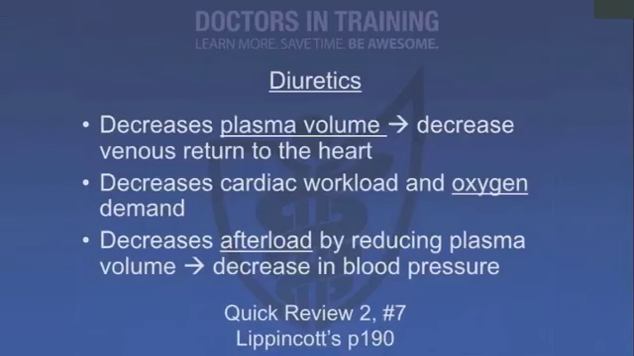Next question. How do diuretics help CHF? So let's talk about this. Decreased plasma volume will lead to decreased venous return to the heart. They will decrease cardiac workload and oxygen demand. And then it also will decrease afterload by reducing plasma volume and a decrease in blood pressure. So it's helping both our afterload and our preload because we're decreasing that volume and we're helping with decreasing the need for the heart to push out extra volume.